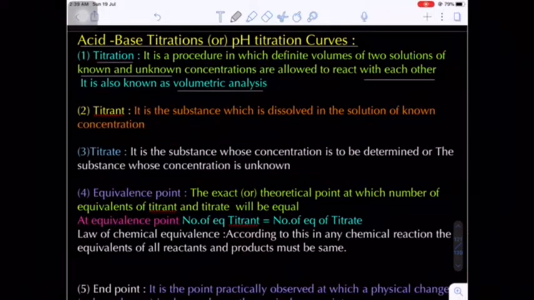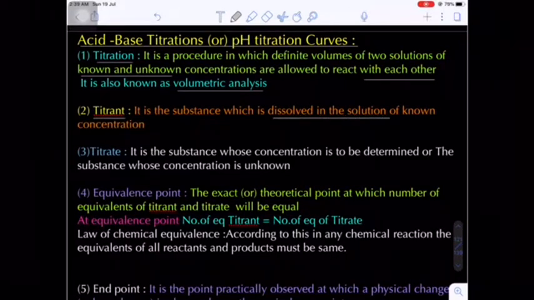This is also referred to as volumetric analysis. There are different types of titrations. Acid base titration, when a reaction between an acid and a base takes place. Redox titration, the reaction occurring between an oxidant and a reductant, that is a redox reaction. That titration is known as redox titration.